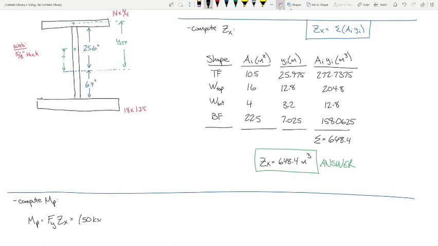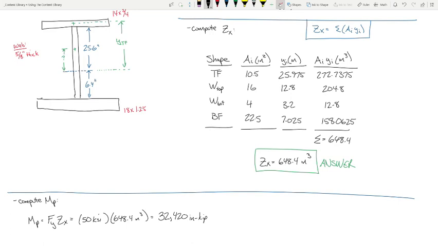Let's see. Did I forget that? Nope, no, I got that. Okay, and what do we get when we chug that part out? 2,420. Now that's in inch kips.